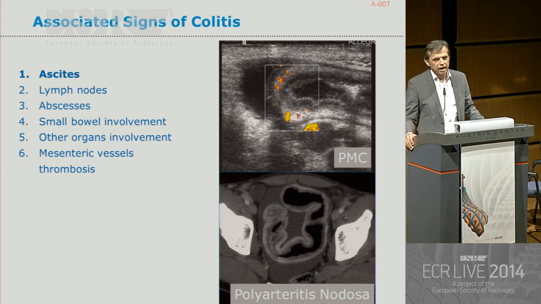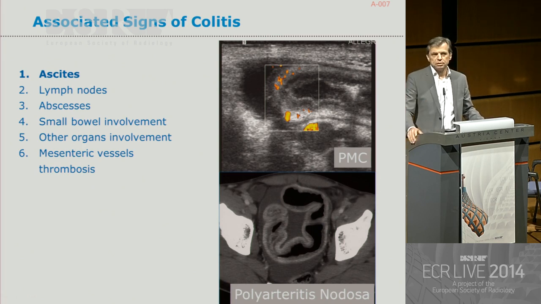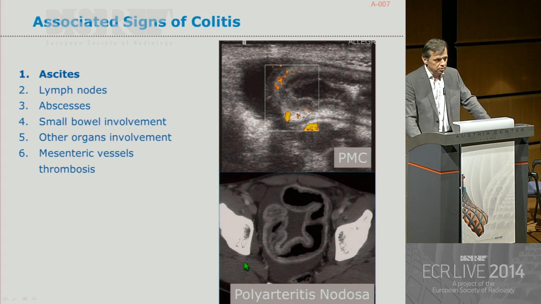There are numerous features that are associated with colitis. The most common is ascites. Ascites is very common in a lot of severe infectious colitis. You can find ascites, sometimes very moderate or subtle, sometimes more important. Here is a case of pseudomembranous colitis, and it's well known that ascites is associated with pseudomembranous colitis. But here is another case of colitis, polyarteritis nodosa, a very severe colitis with a lot of ascites, and that's a reaction of the peritoneal layers.